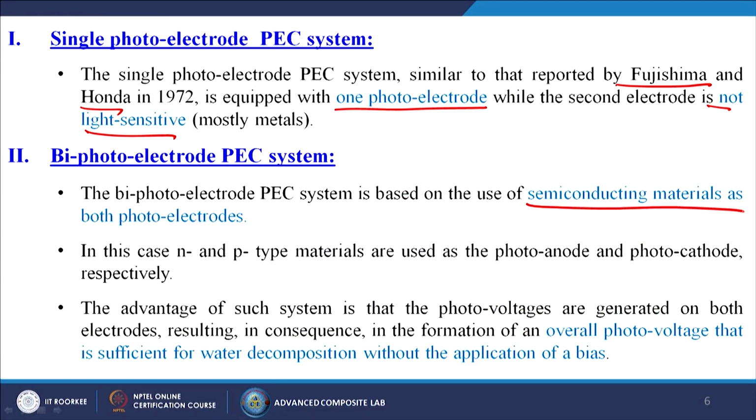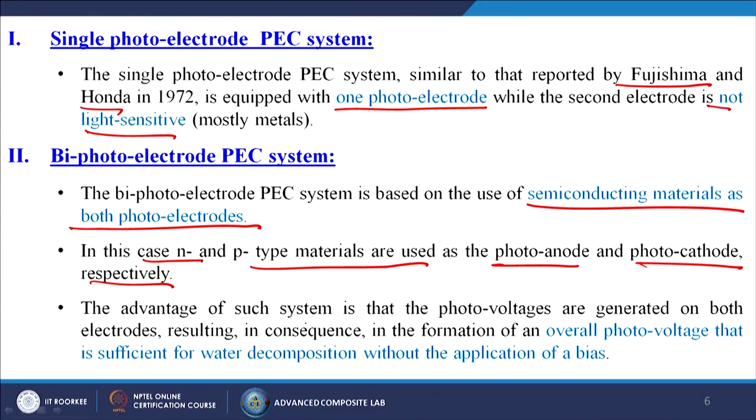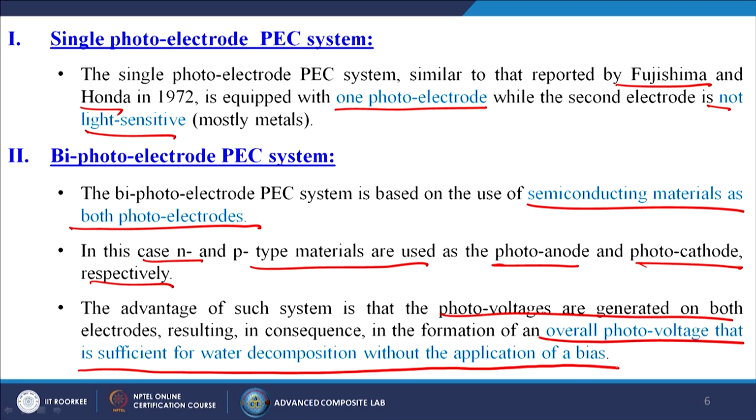Next one is called the biphotoelectrode PEC system. The biphotoelectrode PEC system is based on the use of semiconducting materials as both photoelectrodes. Now, anode and cathode are both semiconductor materials. In this case, N and P type materials are used as the photoanode and photocathode respectively. So, one should be the N type, another should be the P type semiconductor material. The advantage of such a system is that photovoltages are generated on both electrodes, resulting in an overall photovoltage that is sufficient for water decomposition without the application of a bias voltage.